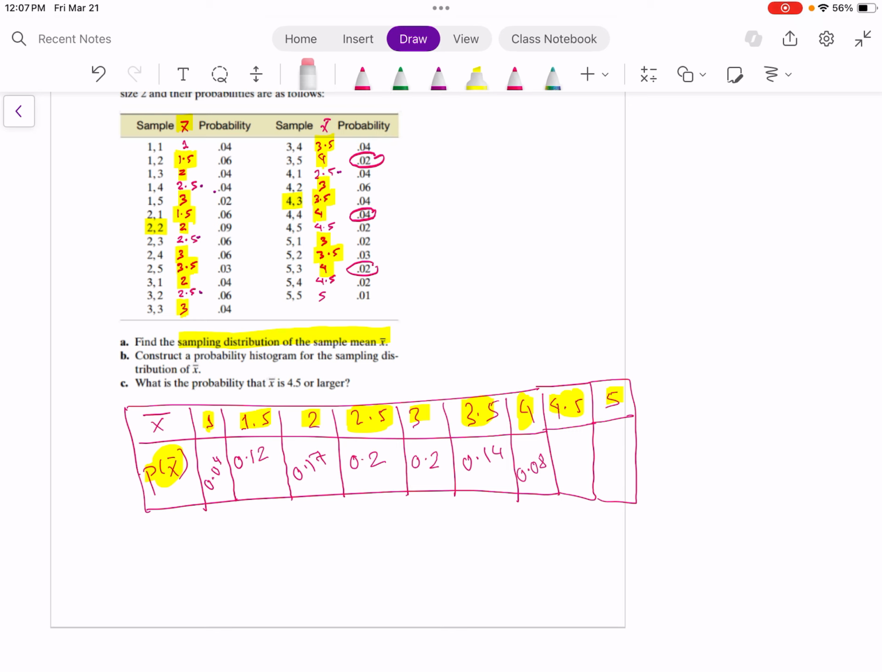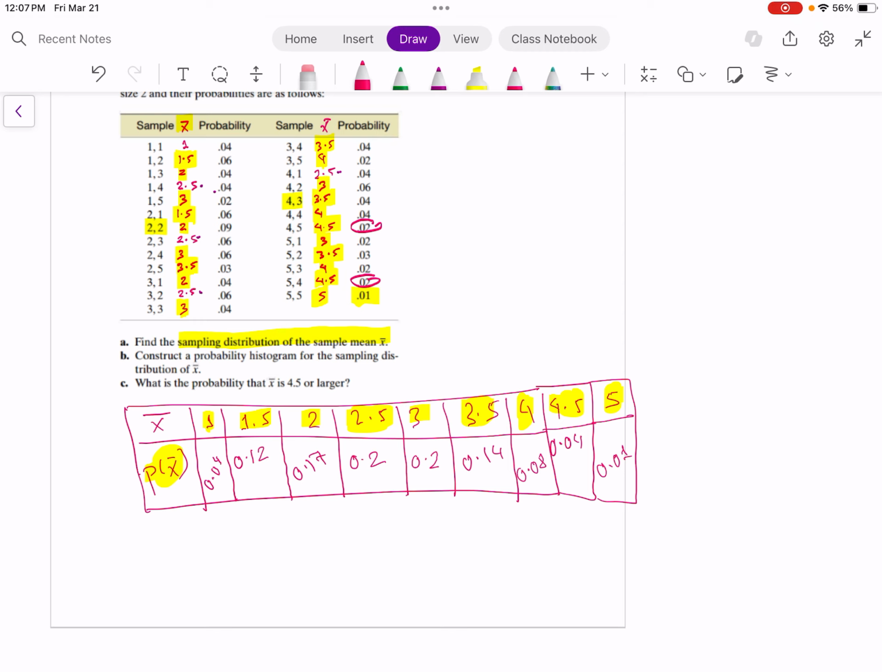So let's see where 4.5 is. We have 4.5 here and here. So the probability that x bar is 4.5 is 0.02 plus 0.02, which is 0.04. Now the next one, the probability that x bar is 5. We have 5 only here, so the probability is 0.01. So this is our sampling distribution.